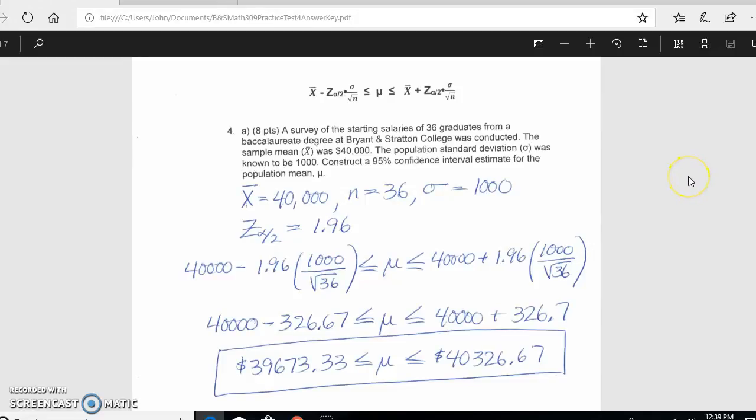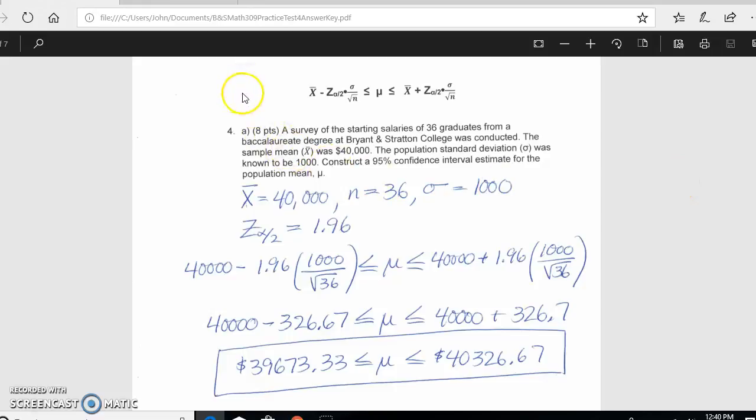This is practice test 4, and we are working on problem 4. The problem states that a survey of the starting salaries of 36 graduates from a baccalaureate degree at Bryan and Stratton College was conducted. The sample mean, X bar, was $40,000. The population standard deviation, sigma, was known to be 1,000. Construct a 95% confidence interval estimate for the population mean, mu.